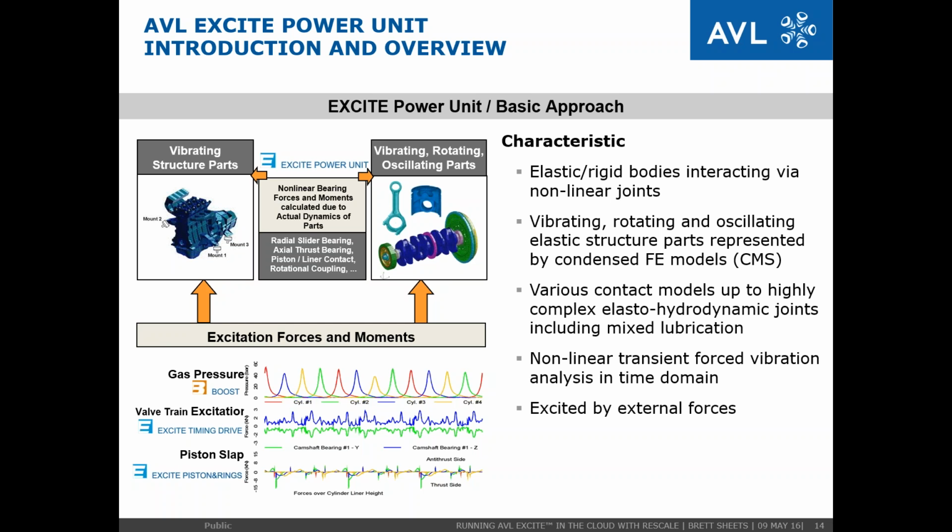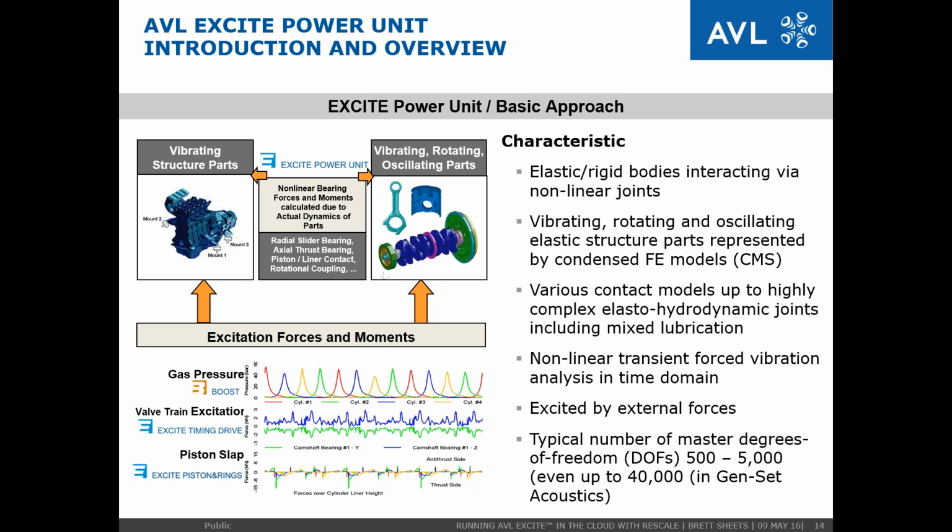These external forces predominantly are the cylinder pressures that are either pre-calculated with AVL tools or can be measured from test data. From these external excitations, we're able to solve systems that have a reduced set of degrees of freedom, generally in the range of 500 to 5,000 degrees of freedom, all starting from models that can be upwards of 5 million degrees of freedom prior to the condensation process.